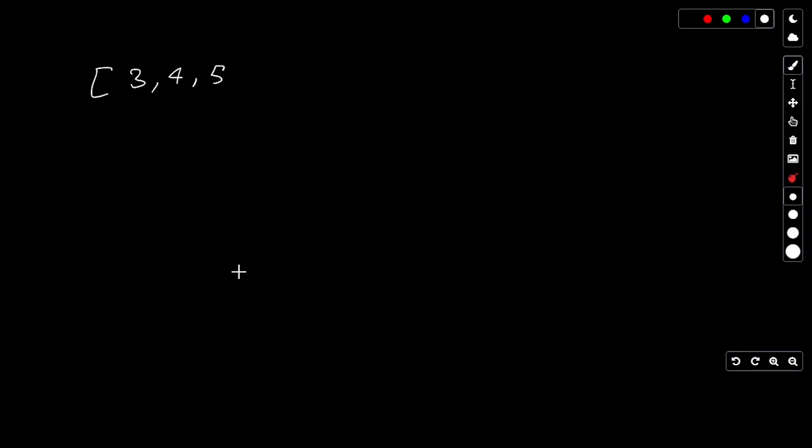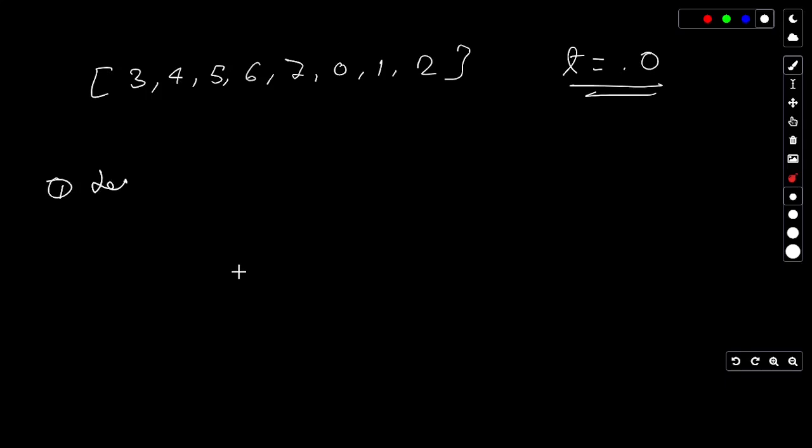3 4 5 6 7 0 1 2, and we'll be provided with a target which is 0. We need to find whether this target is within this array or not. The first thing that comes to our mind, the very first approach, is linear search. Let's write it in short: linear search.